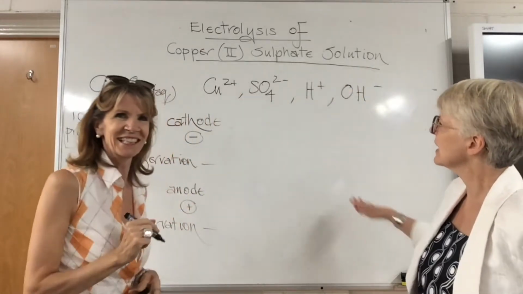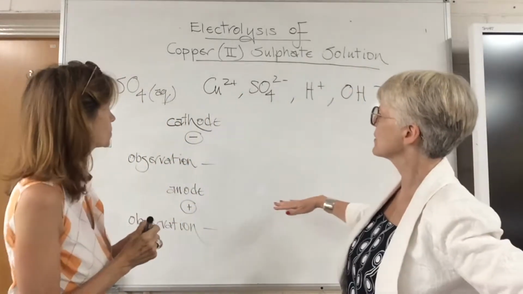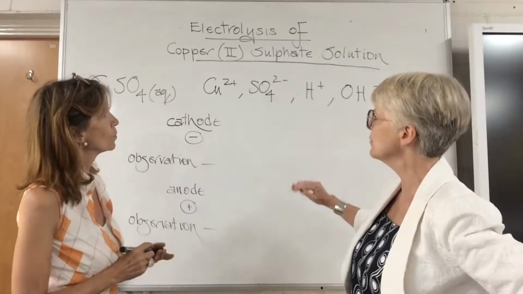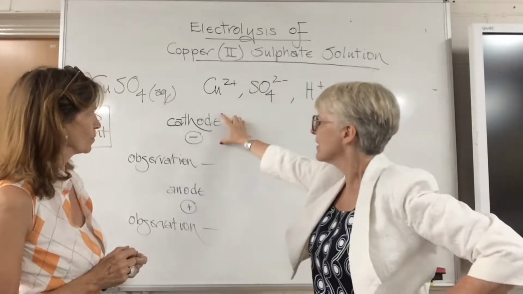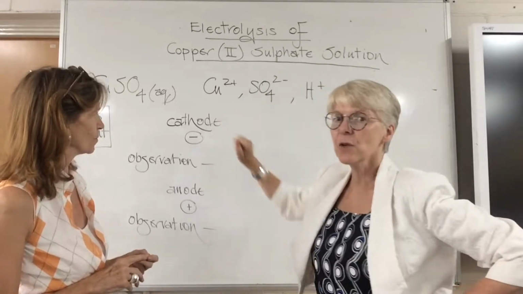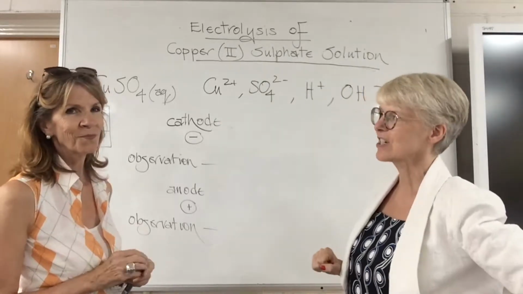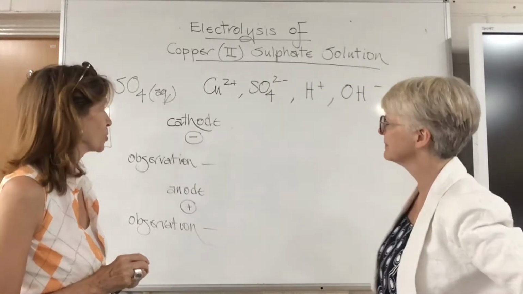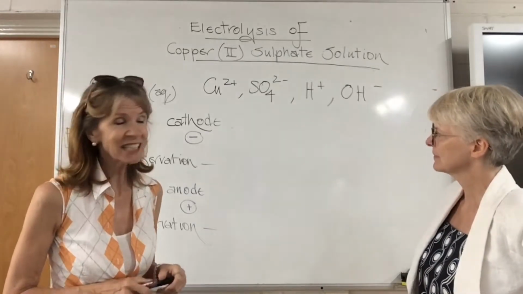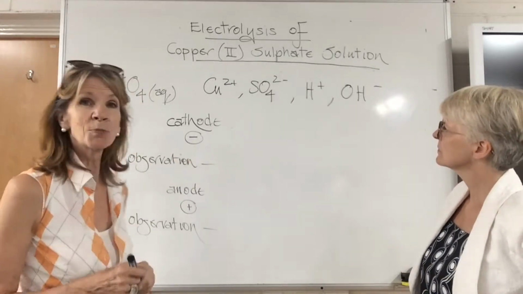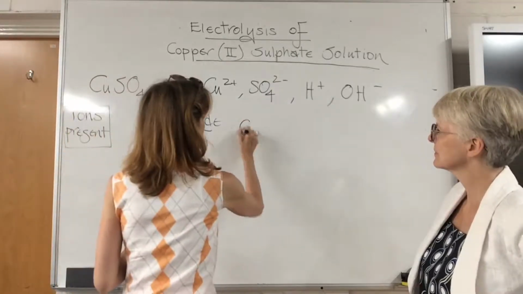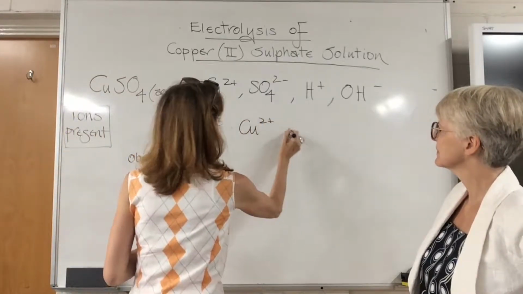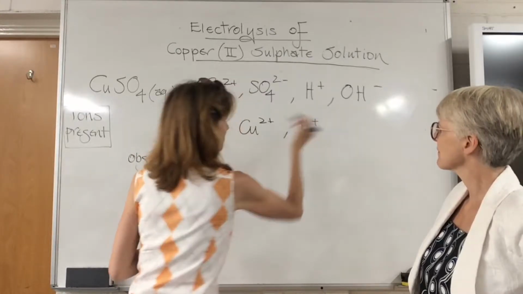Lovely. Now in the electrolyte, these are all in solution, so they're able to move towards one of the electrodes. Now the negative electrode is called the cathode. So which ions are going to be attracted to the cathode, Miss McLaren? Well, we know that opposite charges attract. So if it's negative, we're going to be dealing with the positive ions, Dr. Bourne. So we'll have copper 2 plus and hydrogen ions.